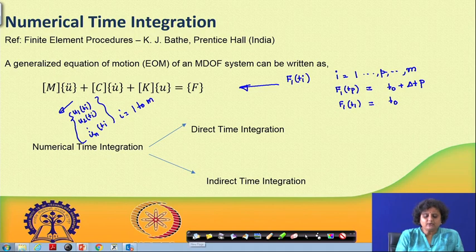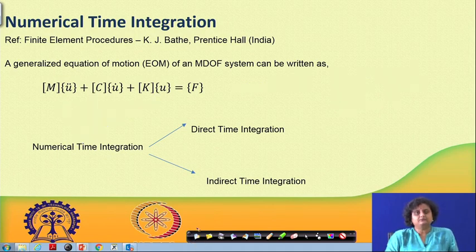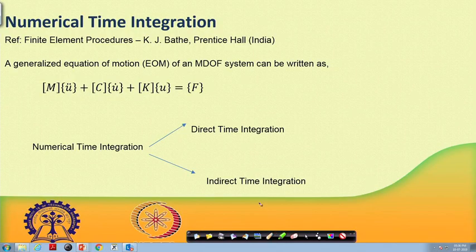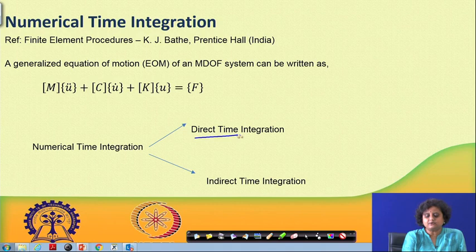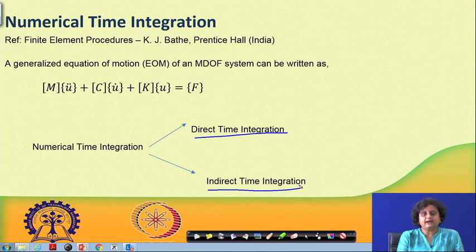But when we are applying this kind of numerical ODE solver, we should know certain things about an ODE solver. The first thing that we need to know is that these are conventionally called numerical time integration schemes. Numerical time integration schemes are of two types: direct time integration schemes and indirect time integration schemes. We are going to talk about this in detail in the next lecture. Thank you.